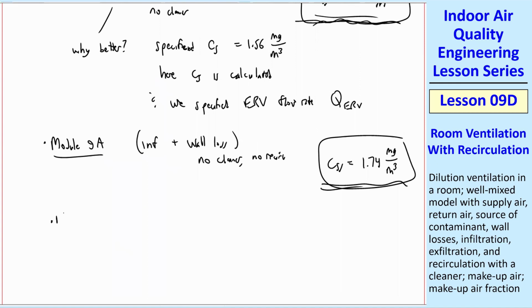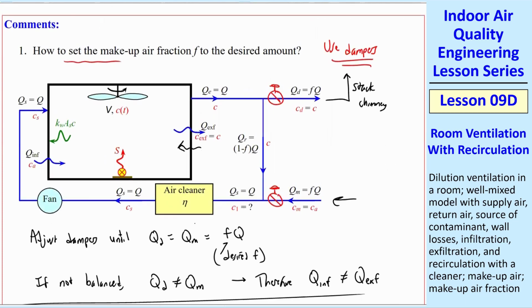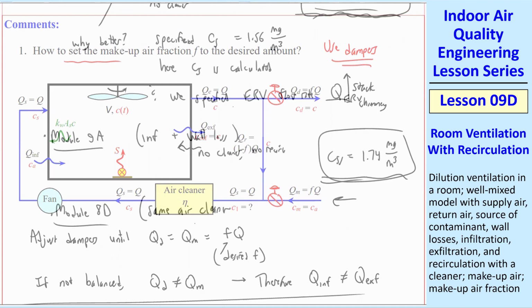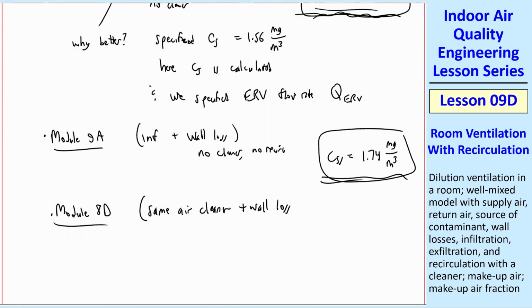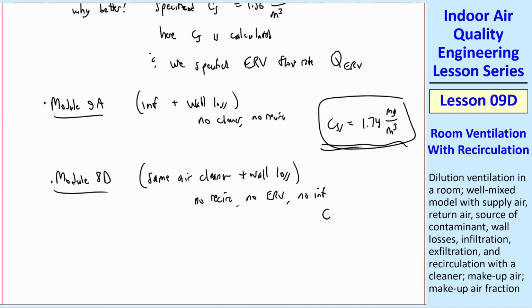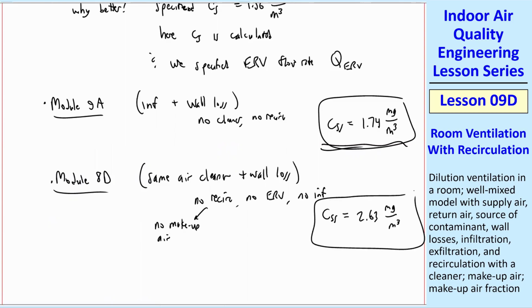And then finally, the first time I did this particular example with these numbers was 8D, where we had the same air cleaner that we have now. I specified the same ADA to make this a good comparison. We have the same wall loss, but of course we have no recirculation, we have no ERV, we have no infiltration because we hadn't learned about infiltration back then. But the infiltration helps. It doesn't help your pocketbook, but it helps CSS. When you have no recirculation, you have no makeup air, except if you have infiltration. Here we have no ERV and no infiltration, so CSS was a lot higher, 2.63 milligram per meter cubed.